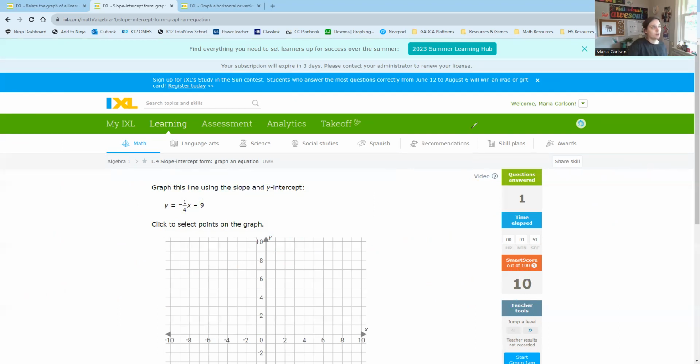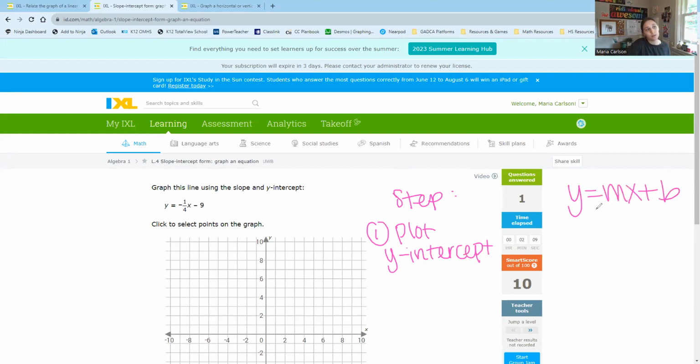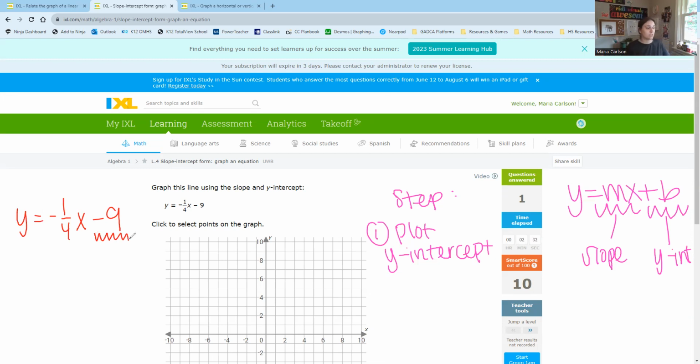So remember, our first step is to plot the y-intercept. And our equation is y equals mx plus b, where m is our slope and b is our y-intercept. So based off the equation that we are given, y equals -1/4 x minus 9, the first step to plot the y-intercept is to use this -9. Notice I keep the sign with it.